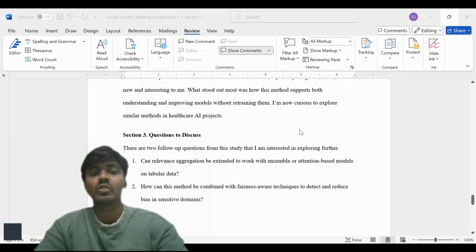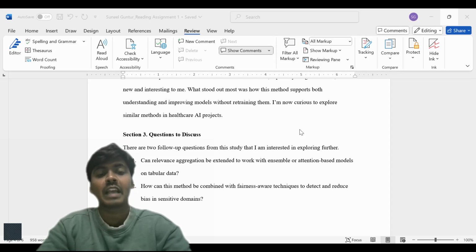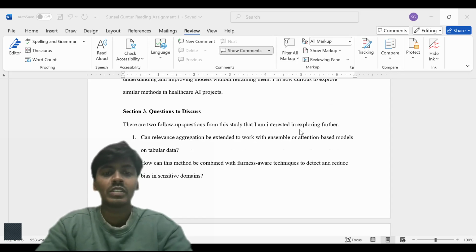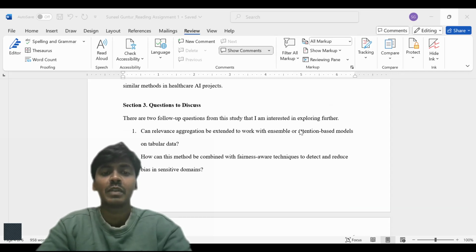These are my questions to discuss in future. These are the follow-up questions. How can relevance aggregation be extended to work with ensemble or attention-based models on tabular data? And the second one is how this method can be combined with fairness-aware techniques to detect and reduce bias in sensitive domains.